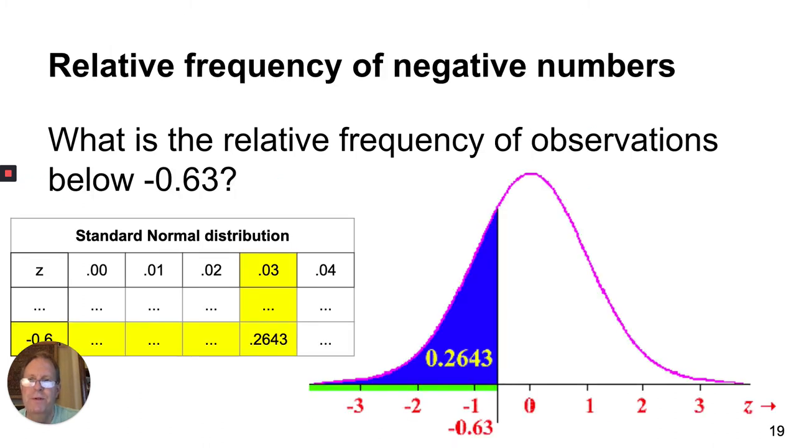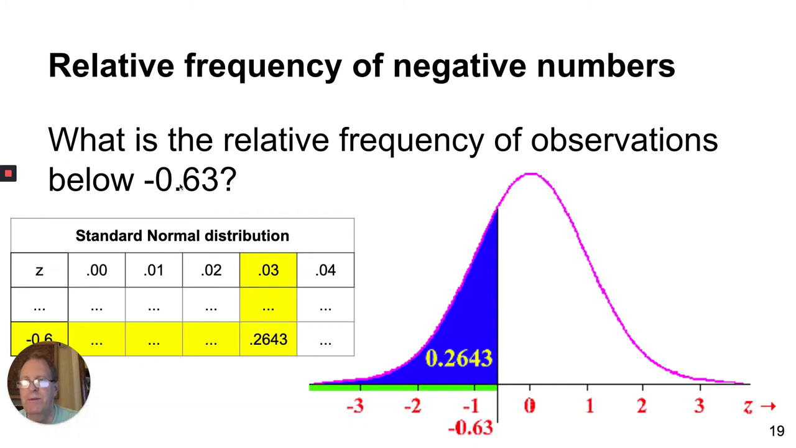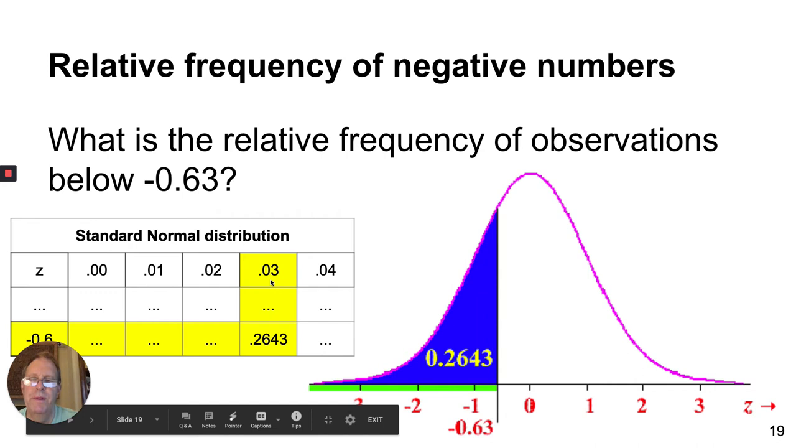What is the relative frequency of observations below minus 0.63? Well, if we have a negative z-score, now we have to go to the first page of Table A. This is the page where the left-hand column is negative numbers, and you can see on my slide right here, it has negative numbers. We want to find the values less than minus 0.63. So on the first page, I go down to minus 0.6, and then I go over to the column that's 0.03, and I find my probability is 0.643 right there.